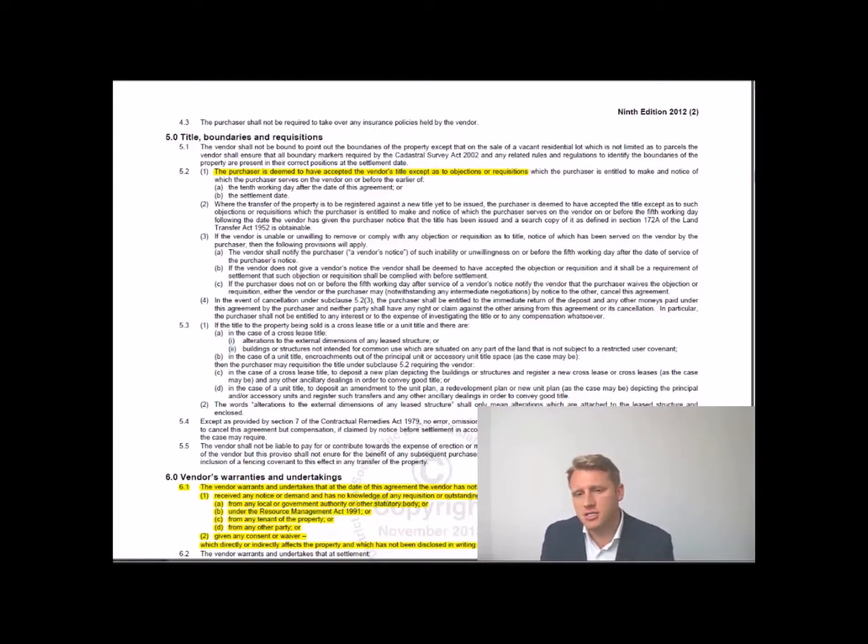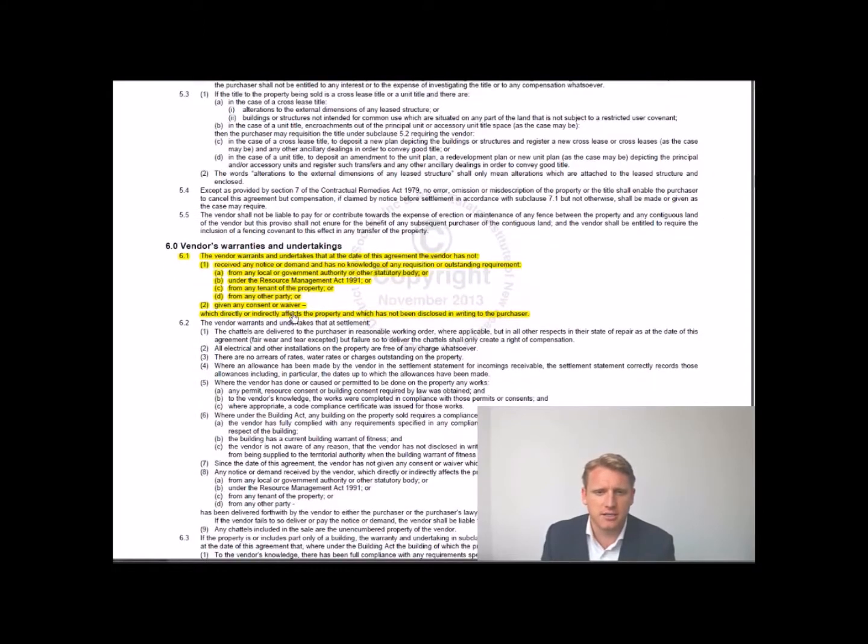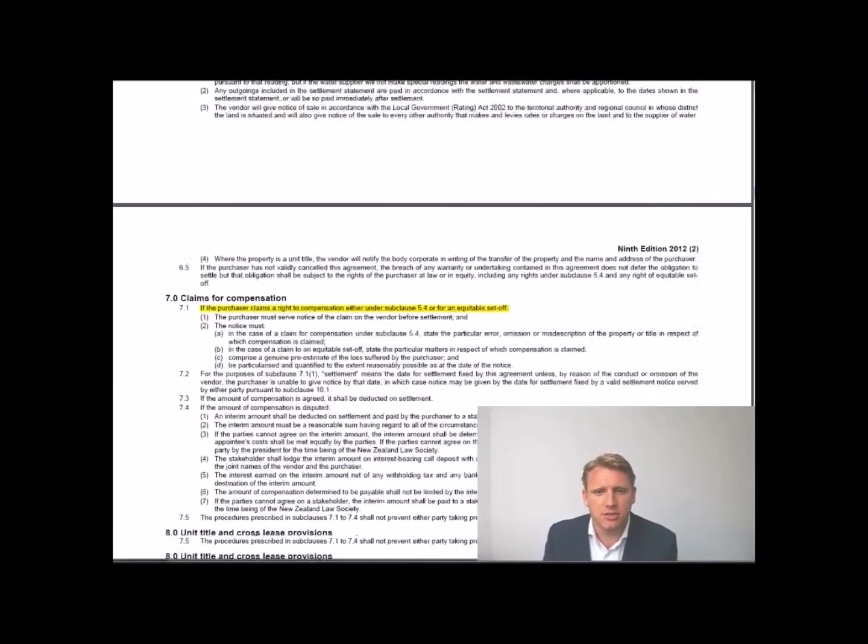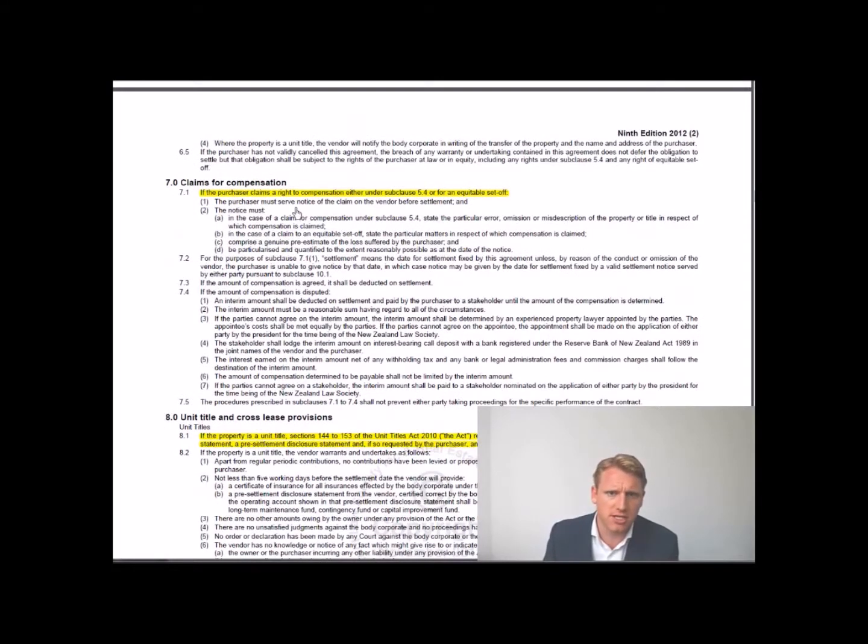Okay, so number 6, you've got vendor's warranties and undertakings. So the vendor warrants and undertakes that at the date of the agreement the vendor has not, for example, got things owing on a property, such as any outstanding requirements under the Resource Management Act. So they haven't done anything they should have done with the property and haven't disclosed it. So again, protecting you as a purchaser. Claims for compensation: a purchaser can claim the right to compensation under subclause 5.4 for an equitable set-off.